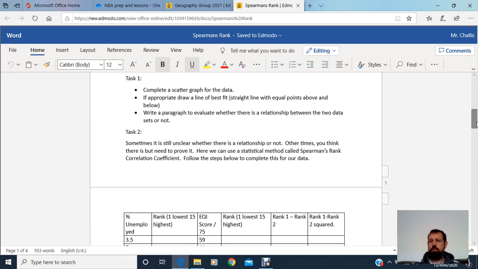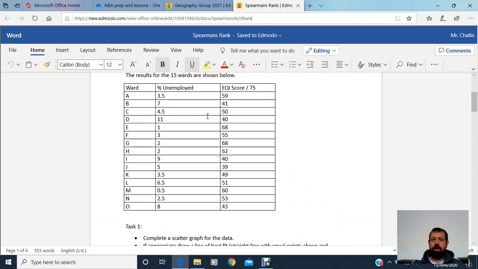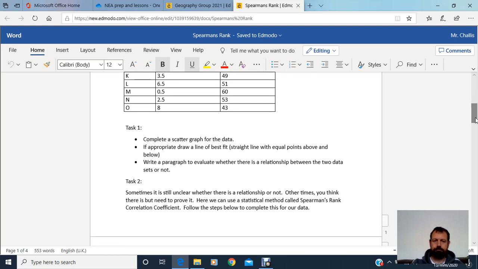The first thing you do with this information to get a feel if there is any sort of correlation is draw a scatter graph. So here you would have unemployment on the x-axis and EQI on the y-axis. You could do it the other way around. It wouldn't particularly matter. If you're into dependent and independent variables, normally the dependent goes on the y-axis, but you might not know which is which, in which case it doesn't really matter for our purposes.